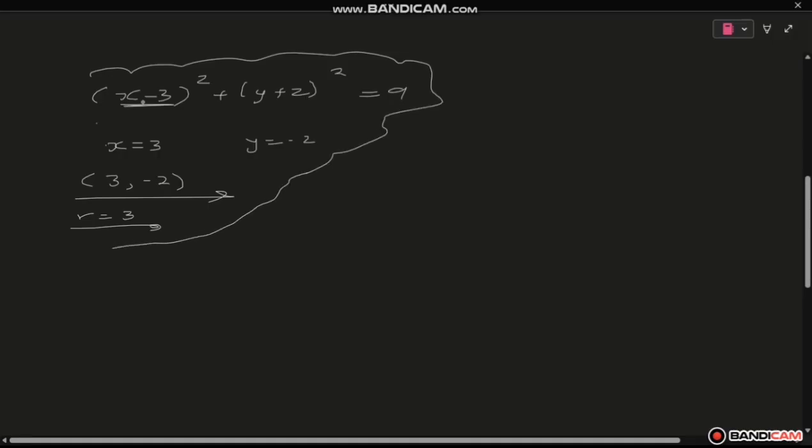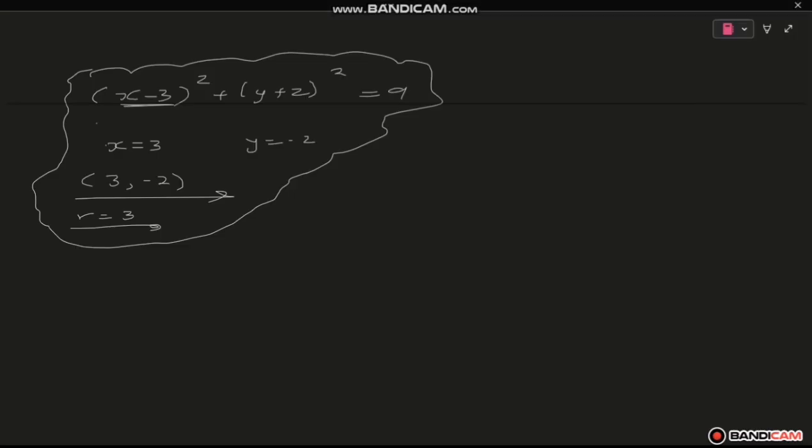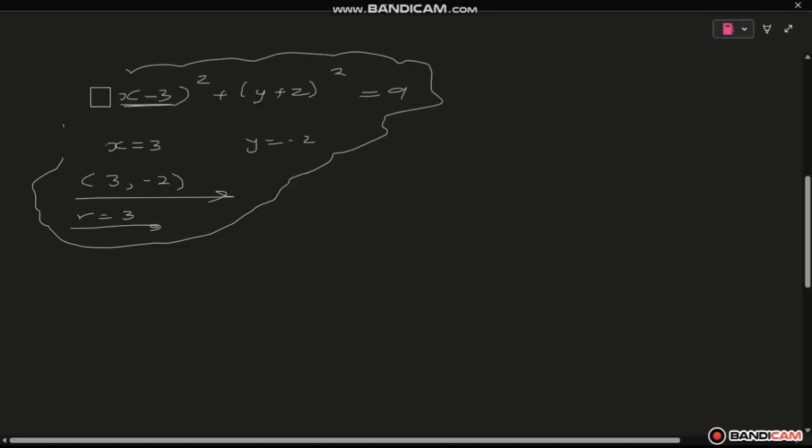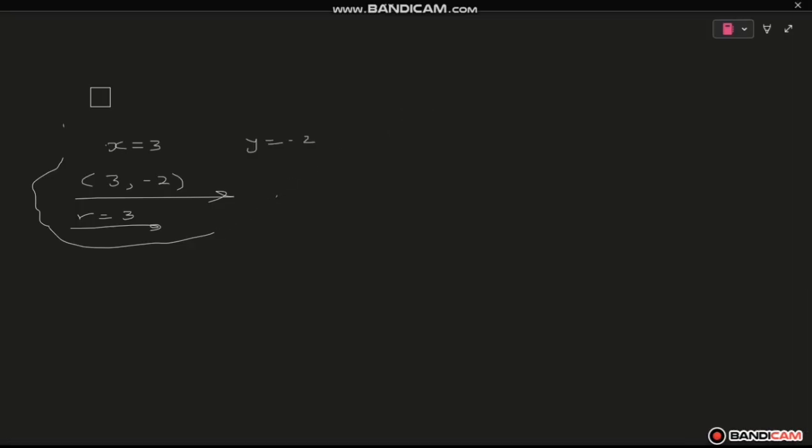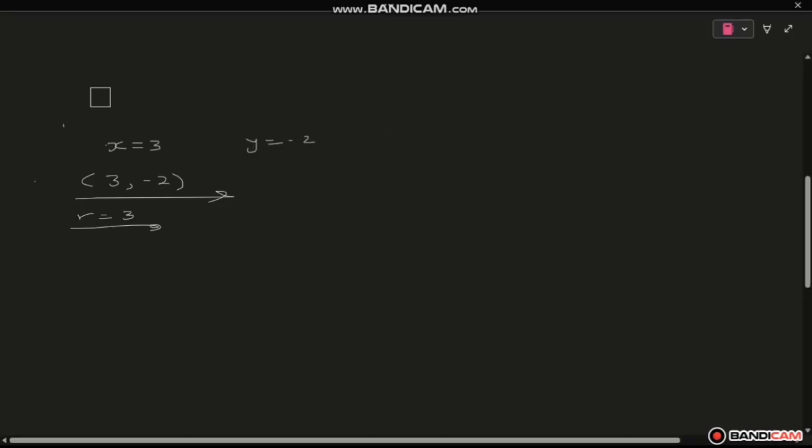You must know that sometimes you'll be asked to find the coordinates of the center while the circle is not in its standard form, meaning you have to complete the square. That's very, very important for you to know. So if the circle is not in its standard form, you complete the square. Okay.